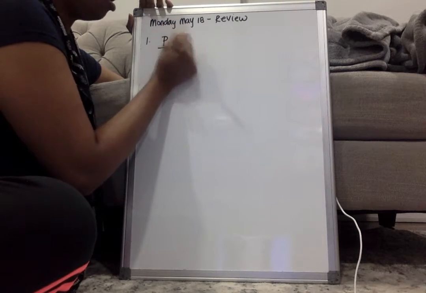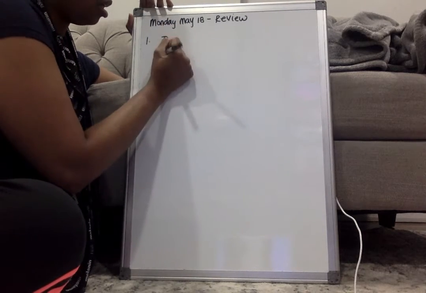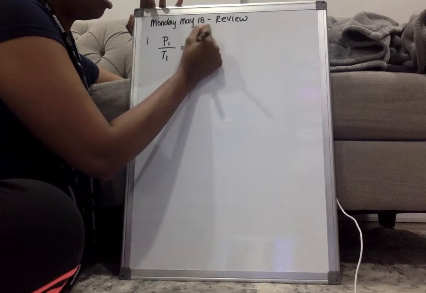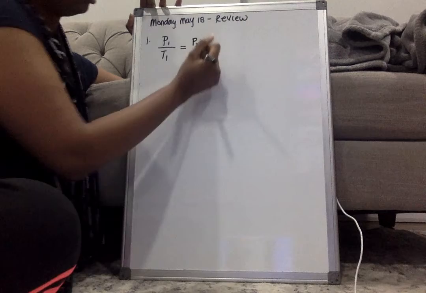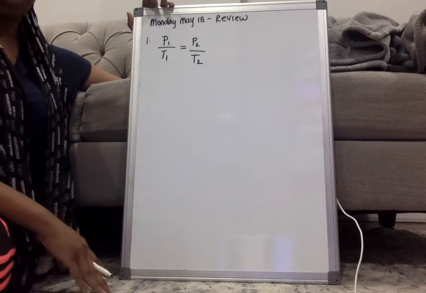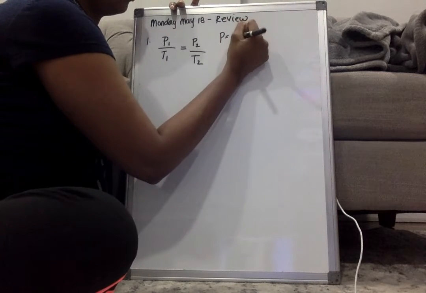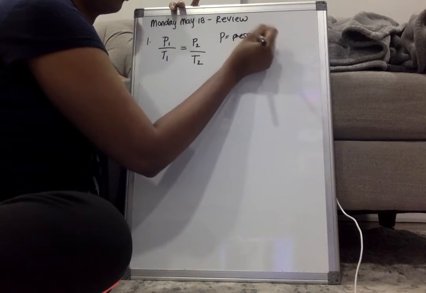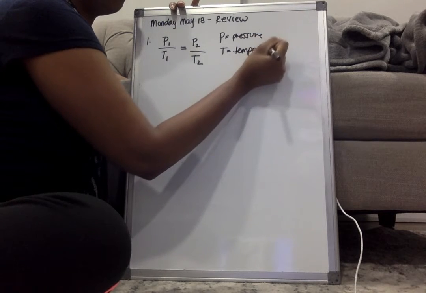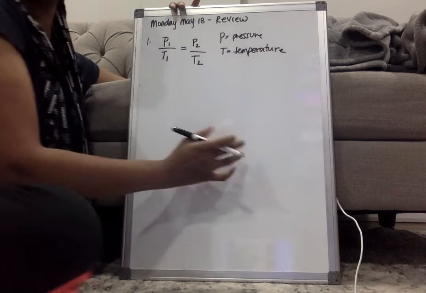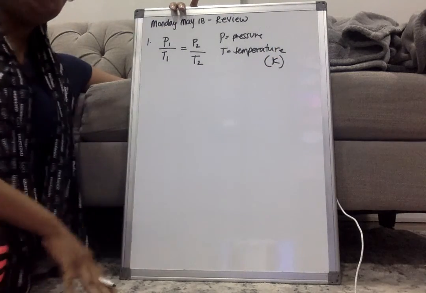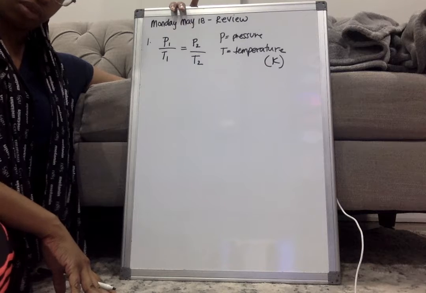Initial pressure divided by initial temperature equals the final pressure divided by the final temperature. P is pressure, T is temperature. The problems always give you the temperature in Celsius, but you must convert it into Kelvin. Okay?